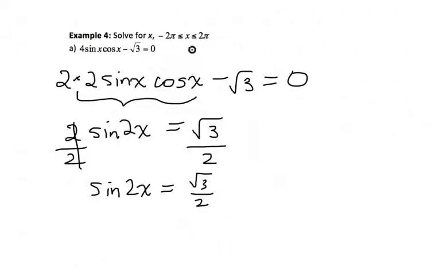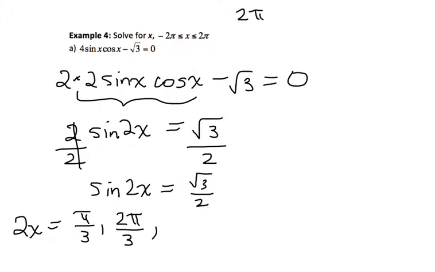I'm looking between negative 2 pi to 2 pi. I know that sine is going to be equal to root 3 halves when my angle is pi over 3. So 2x. Pi over 3 is in quadrant 1. 2 pi over 3 is the quadrant 2 value. And then I just keep adding and subtracting because now we're going negative as well. So adding and subtracting 2 pi to every answer. I know, of course, that 2 pi is the same as 6 pi over 3.